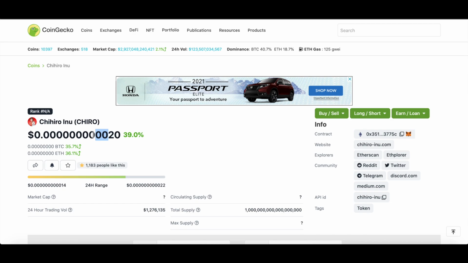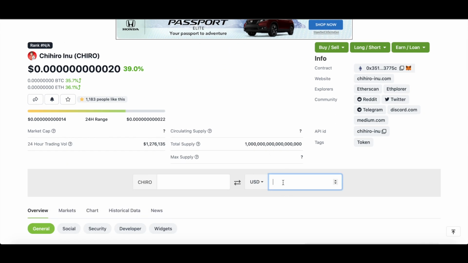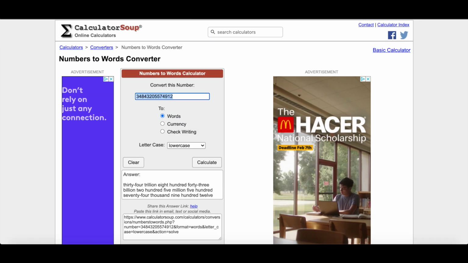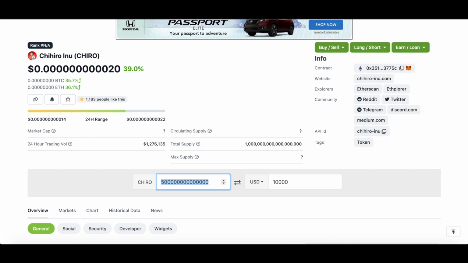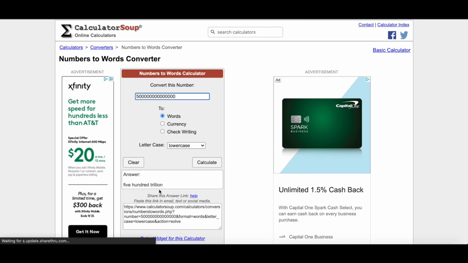So I'm gonna do all of the numbers, show you how many shares you would get if you put in $10,000 right now at the current price, and show you your potential return on the way up to $1 billion in market capital. So we see right here on CoinGecko, you can enter in the amount you want to spend. Let's say $10,000, right? And we will get this many shares of Chiro. You go to the numbers to word calculator, and you calculate that. So for $10,000 right now in Chiro at the current price, you would get 500 trillion shares. That's a lot of shares.